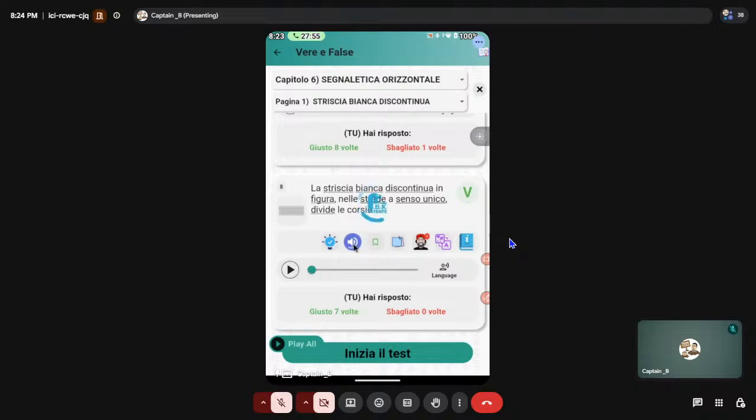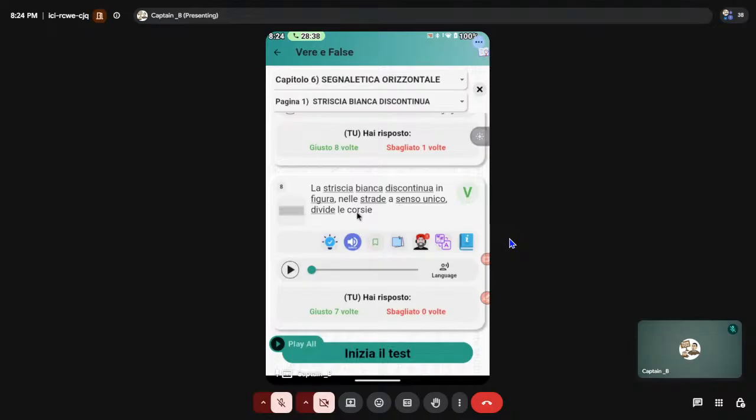Number 8. La striscia bianca discontinua in figura, nelle strade a senso unico, divide le corsie. Now, la striscia bianca discontinua in figura, which is this white discontinuous line in the figure, nelle strade a senso unico is a road that is one-way circulation. Two-way circulation is known as doppio senso. One-way circulation is called senso unico. Now, this one said senso unico, divide le corsie. He said the discontinuous line will be there for senso unico, it divides the corsie.